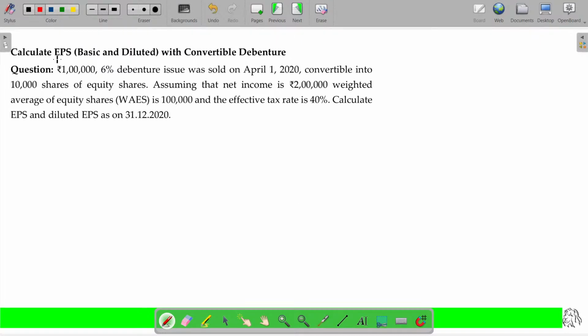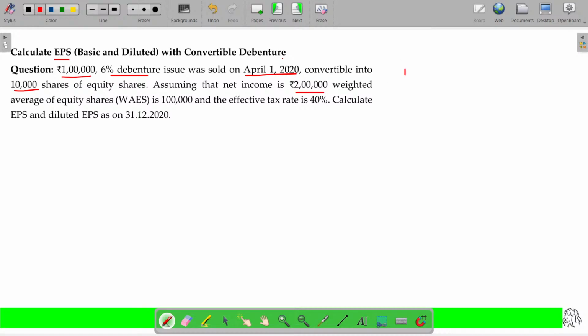Now, calculate EPS, diluted and basic, and convertible debenture is also there. 6% debenture issue was sold on 1st April 2020, convertible into 10,000 equity shares. Assuming that net income is 2 lakhs.